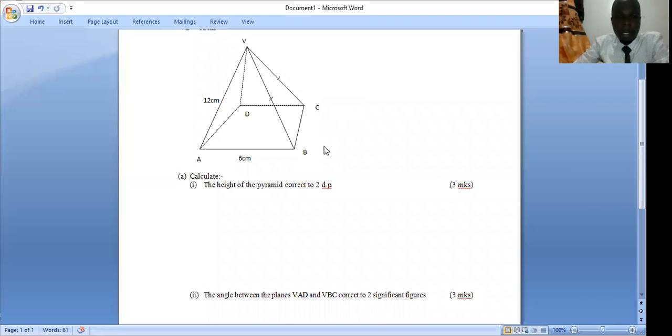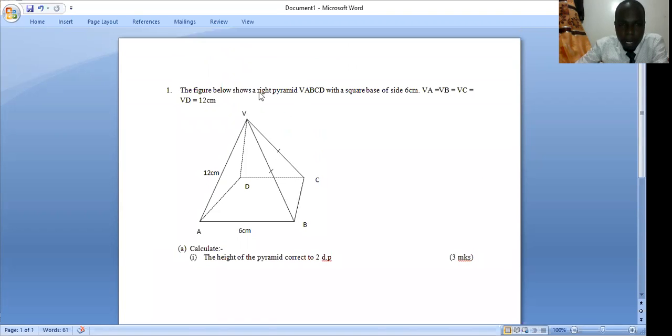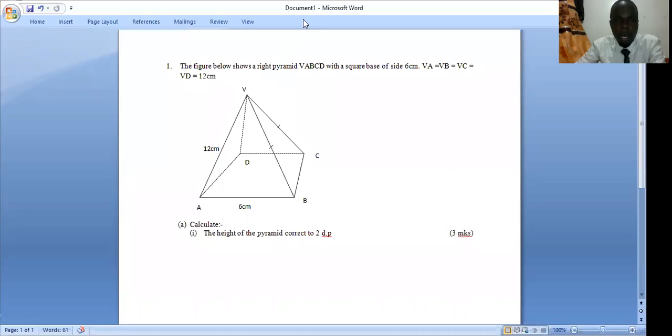Hey guys, we have a question based on 3D dimensional. This is a 3D diagram. The figure below shows a right pyramid VABCD with a square base of 9 centimeter. VA, VB, VC, VD are all equivalent to 12 centimeter. Those are the slant lengths.